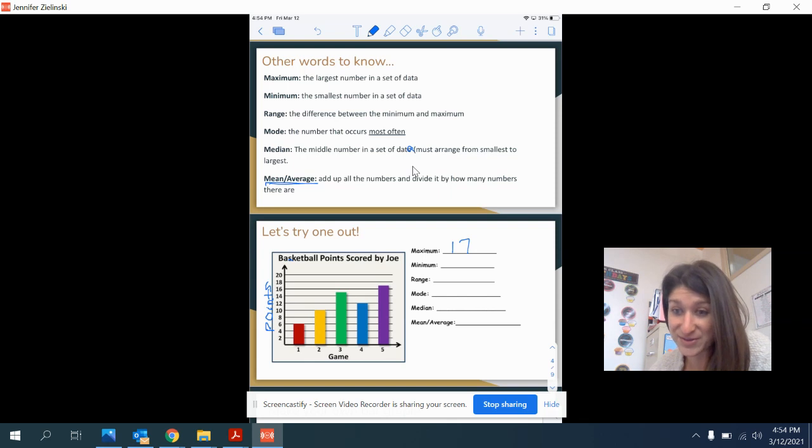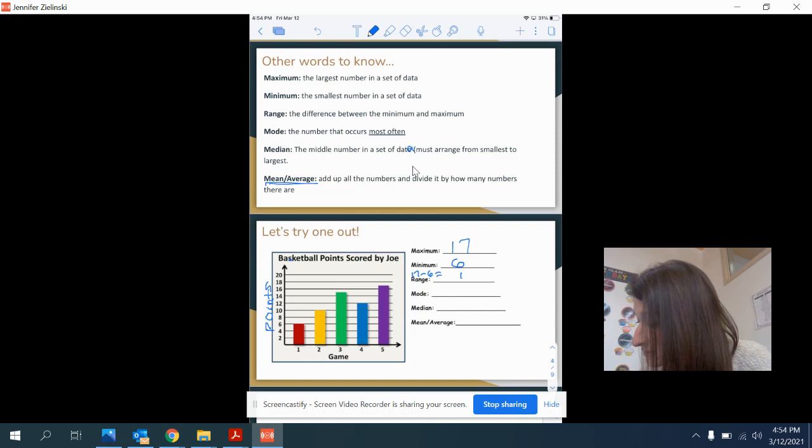If you want to, pause the video and see if you are able to find the minimum and the range. Remember how we can find our range here. So the minimum is going to be my number here in the red, and it goes up to 6. So when I find my range, I have to remember I need to subtract my numbers. So 17 minus 6 gets me 11. So my range is 11 points.